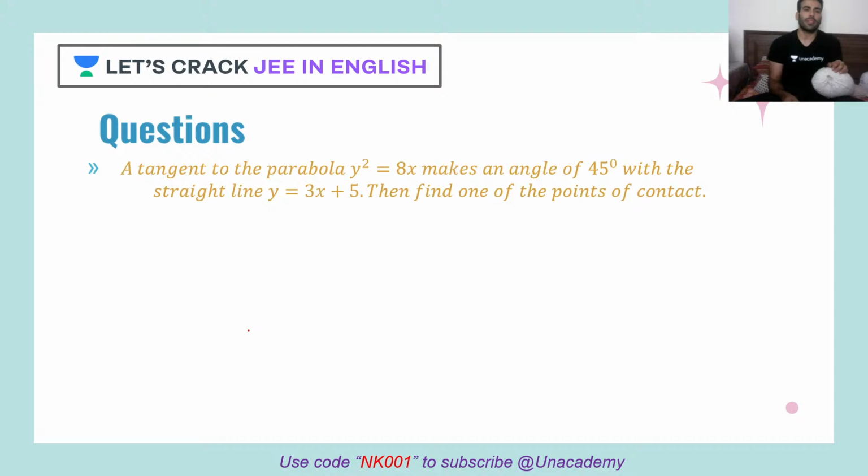Okay, so let's come to this question. The question is: a tangent to the parabola y square is equal to 8x. So we have got again a standard curve. It makes an angle of 45 degrees with a given straight line. With this straight line, my tangent makes a 45 degree angle. Then we have to find one of the points of contact.